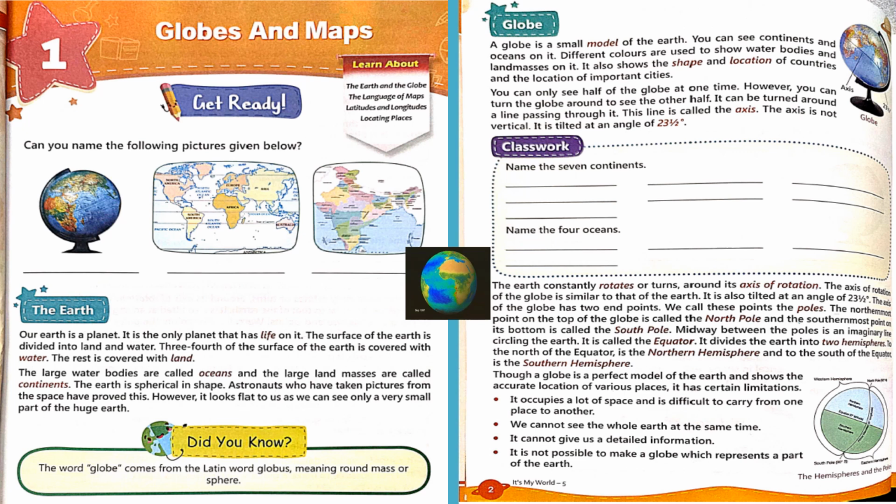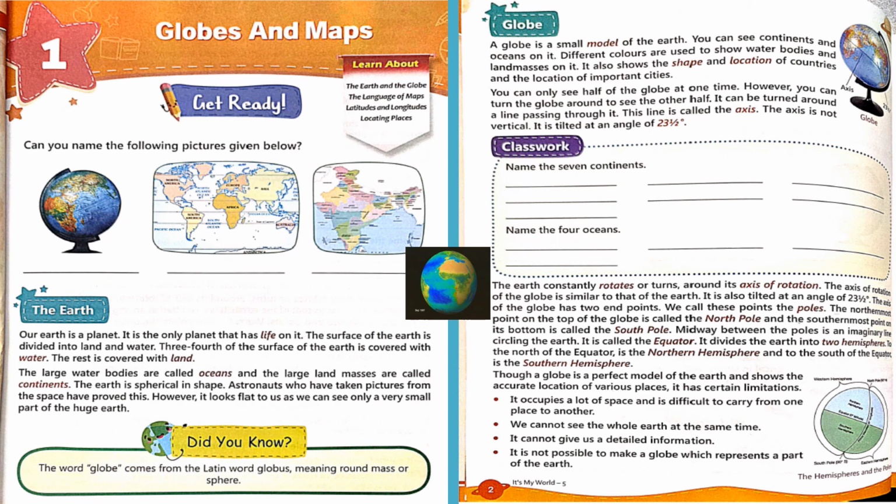Our earth is a planet. About 3/4 of the earth is covered with water. This is the reason why earth is also called the blue planet. It is the only planet where the air contains oxygen. The large water bodies are called oceans and the large land masses are called continents. How many oceans are there? There are 5 major oceans on earth.